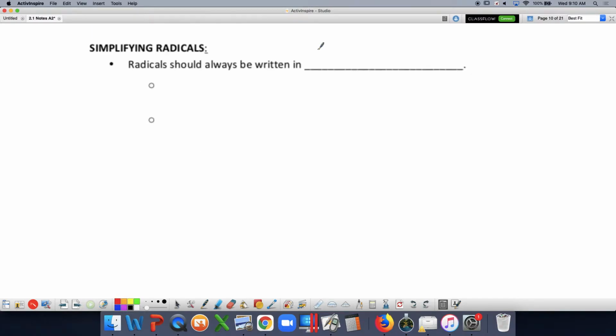Let's go ahead and jump into simplifying. So when I simplify radicals, we always want to write them in their simplest form. In order to simplify, we should have no perfect squares in the radicand.